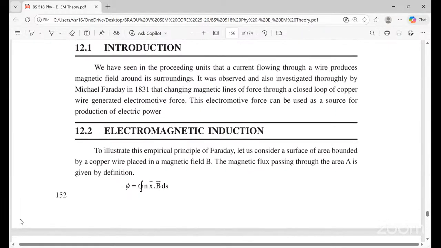To discuss EMI, electromagnetic induction, a current carrying conductor produces a magnetic field. Also observe that Michael Faraday in 1831 showed that by changing magnetic fields, an electric field is also produced.